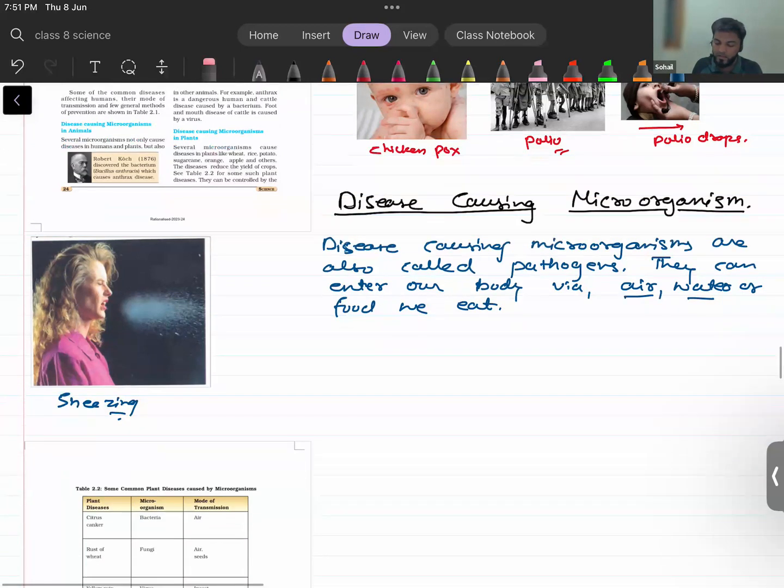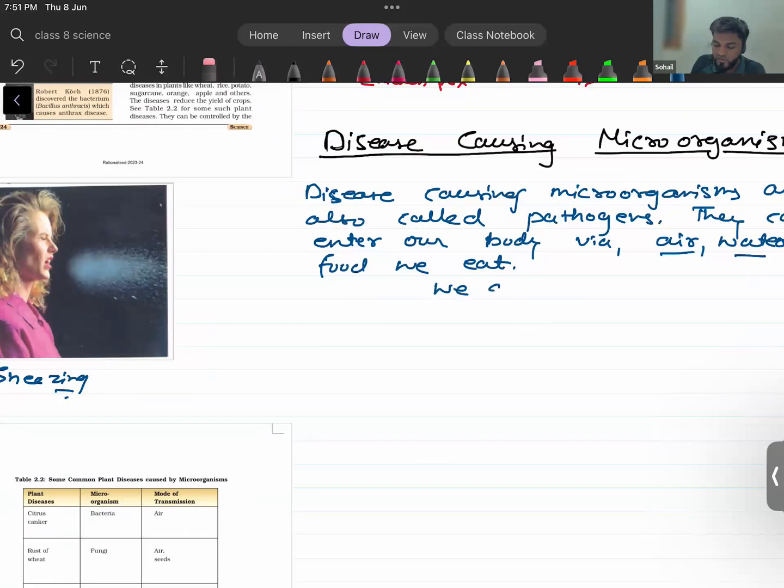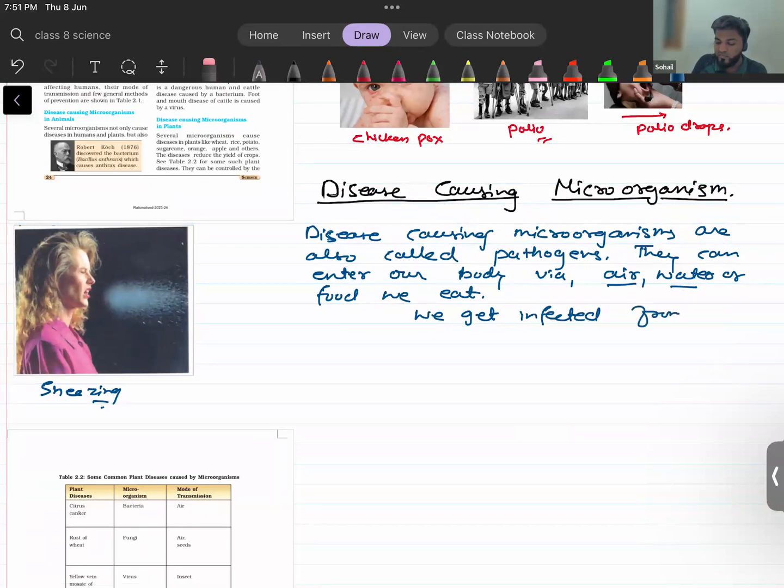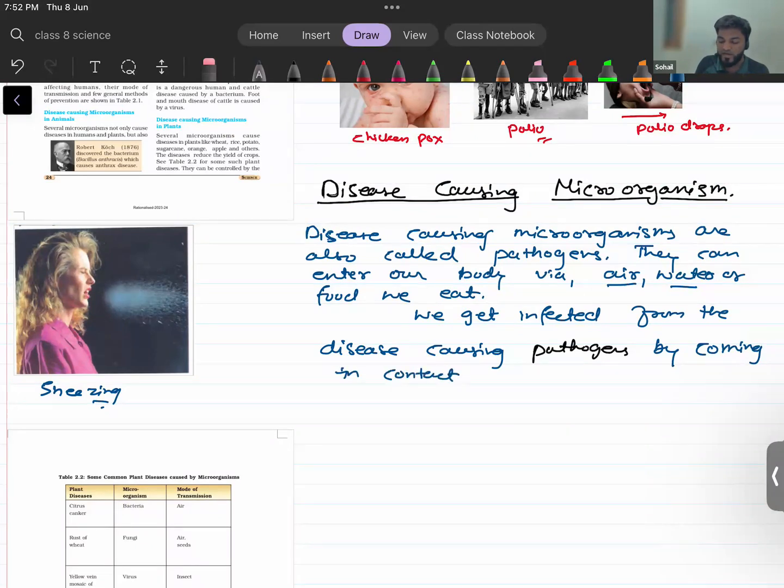So, in short, we get infected from disease causing pathogens by coming in contact with an infected person.